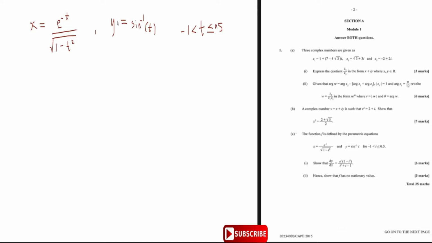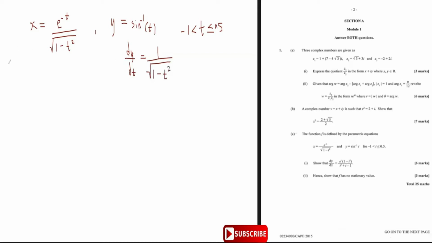All right, so let's go ahead and do that. To find dy by dx, we have to remember that dy by dx is going to be equal to dy by dt times dt by dx. So let us find dy by dt first. dy by dt is going to be equal to 1 over the square root of 1 minus t squared. That's dy by dt. Good.